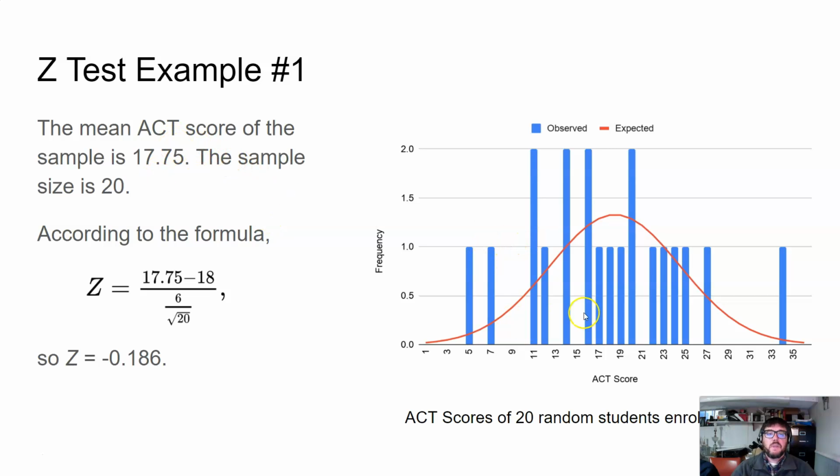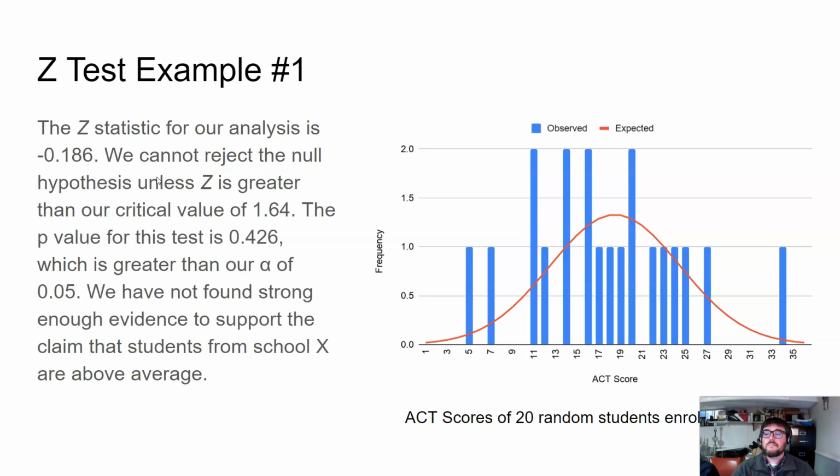So we find the mean of this group, and it's 17.75. The sample size is 20. So 17.75 minus 18, divided by the square root, there should be 6, that's the standard deviation, divided by the square root of 20. That works out to be a z of minus 0.186. So it's less than one standard deviation below the expected mean, which makes sense, right? Because 17.75 is less than 18.